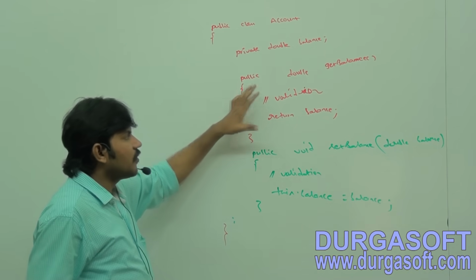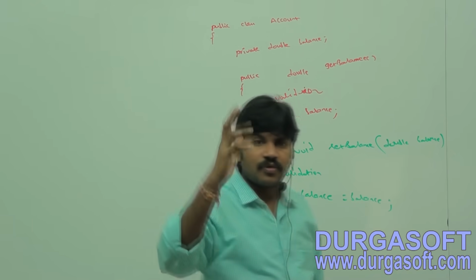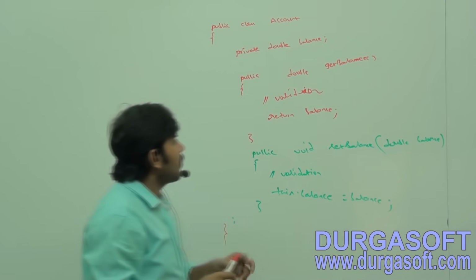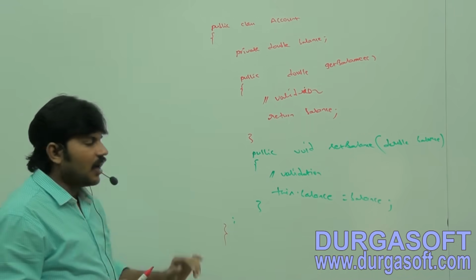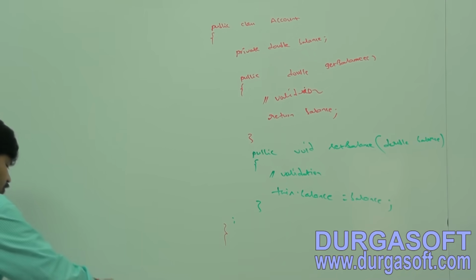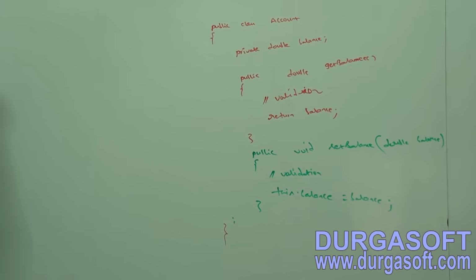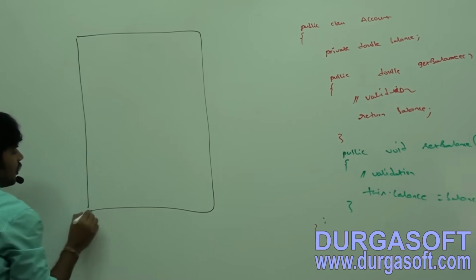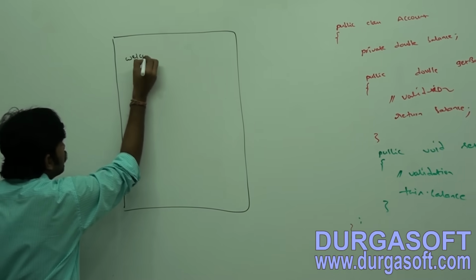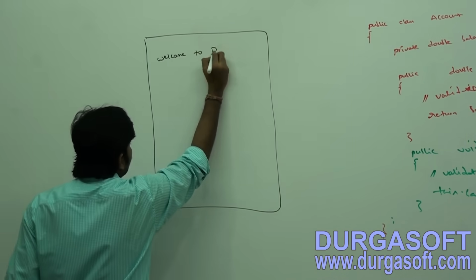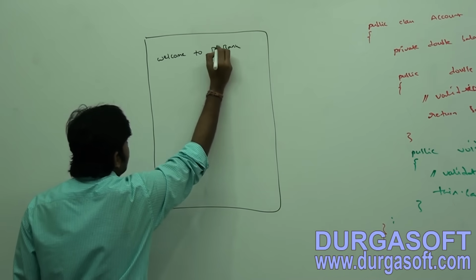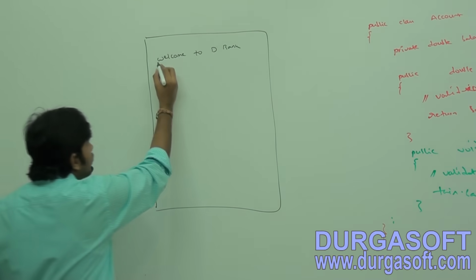Simple. I don't want to highlight this code to the end user. What I will do is keep this in my server and project one GUI screen to the end user. Now, something like welcome to D Bank.